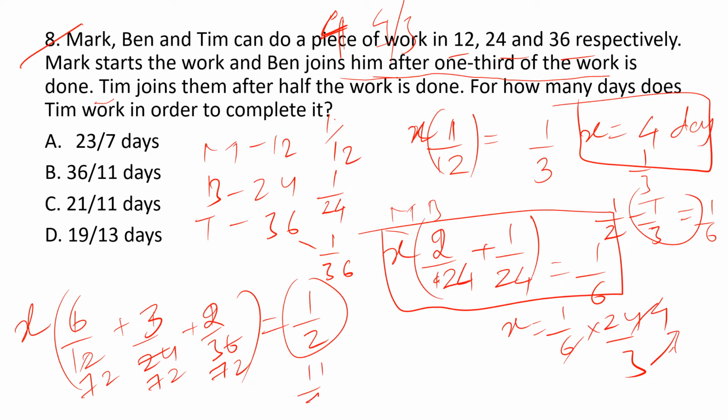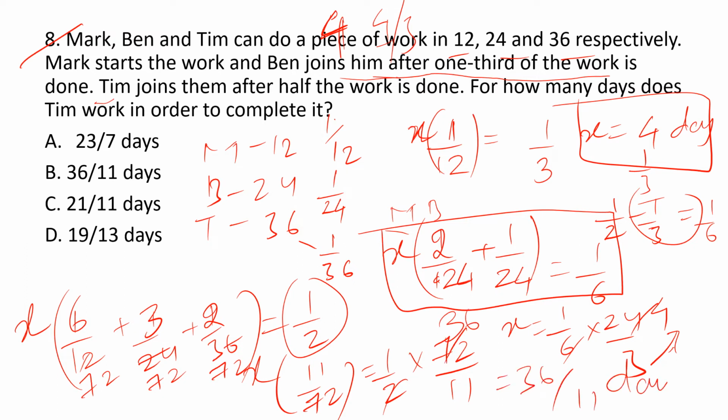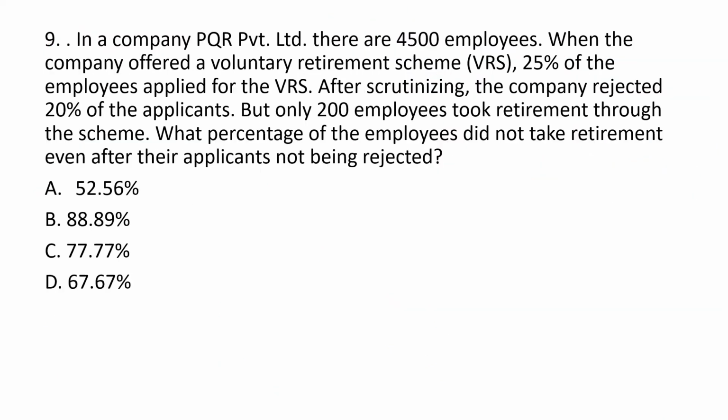11 by 72 into x is equal to 1 by 2. Solving for x, we get 1 by 2 into 72 by 11. 2 ones are 2, 2 eighteens are 36. So 36 by 11 days. 36 by 11 more days are required to complete the remaining work. I think this is way too complicated. If you guys still have any kind of doubts, please do ping in the comment section.